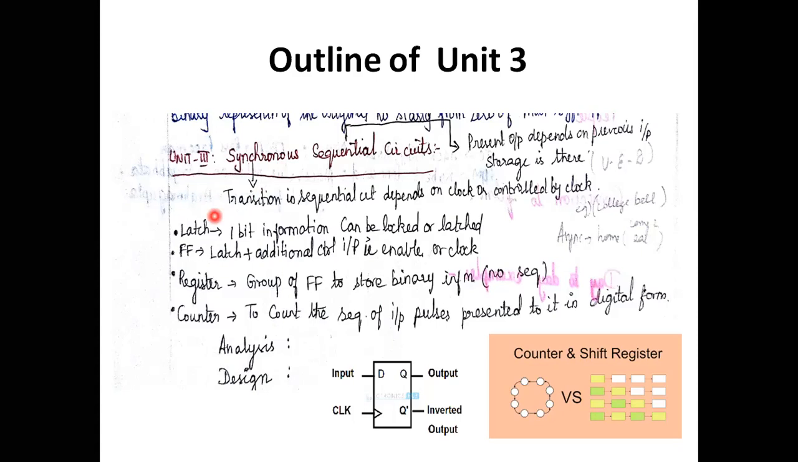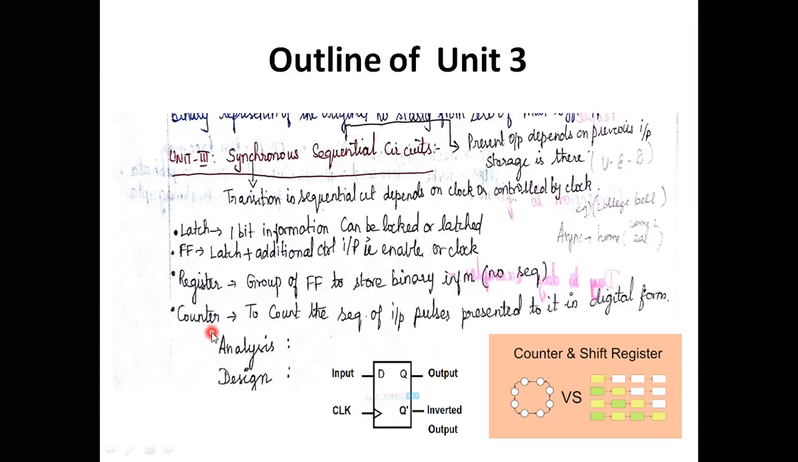In synchronous sequential circuits, you will see the latch. A latch is one bit of information that can be clocked or latched. And we will discuss flip-flops. A flip-flop is a latch plus one additional control input, called the enable or clock input. Then we will discuss registers. A register is a group of flip-flops to store binary information. There is no sequence in this. It is just a group of flip-flops to store the binary information.